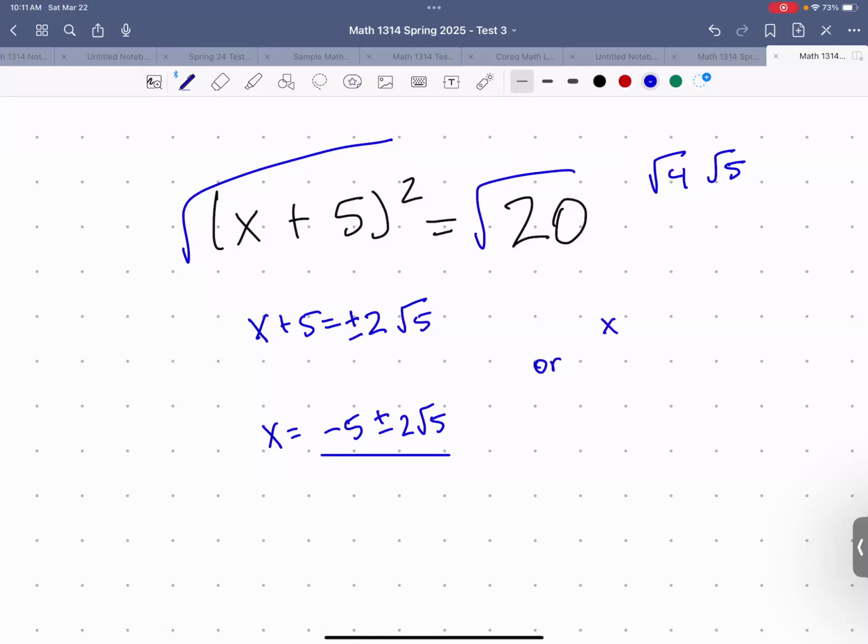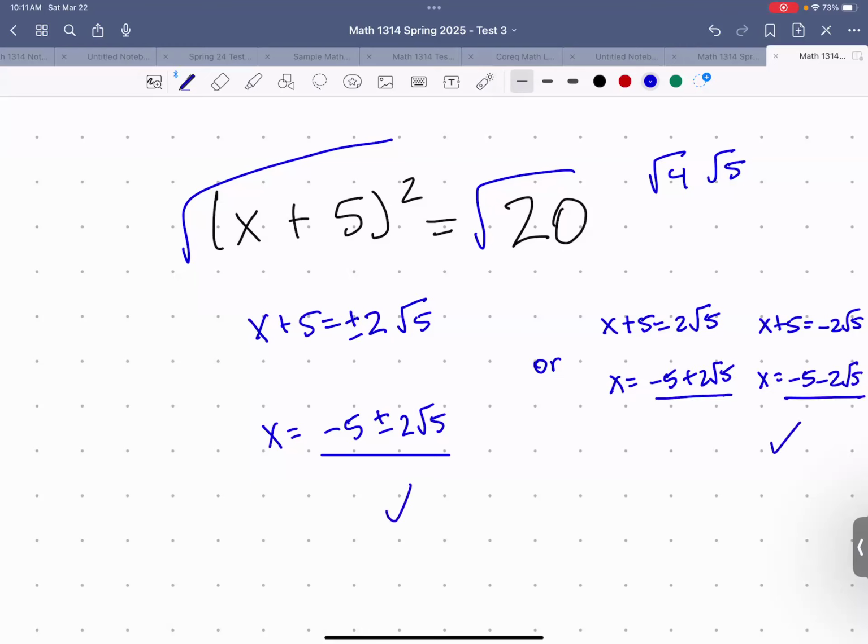Or you could split it like we did earlier and set it equal to 2 root 5 and -2 root 5, and then solve for x. So we would get -5 plus 2 root 5 and -5 minus 2 root 5. Both of these are good ways of writing the answer. It's just personal preference at this point, okay?